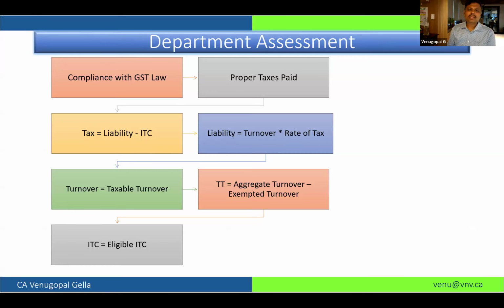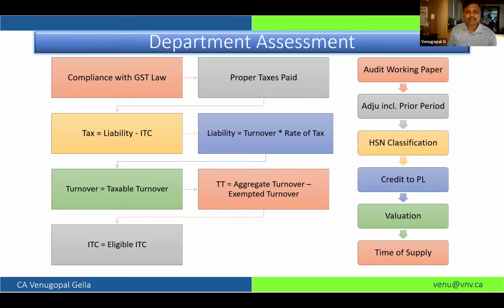How will the department do the assessment? Whatever compliance has to be done in the law, the same way they would also see whether proper taxes have been paid, whether the tax liability is turnover multiplied by rate. That is what is being compared. So what is it that you need to have?